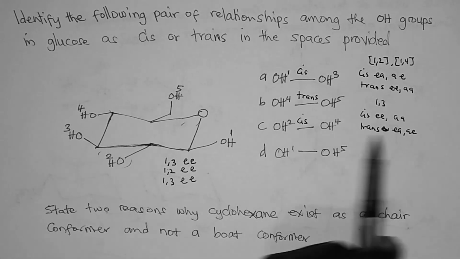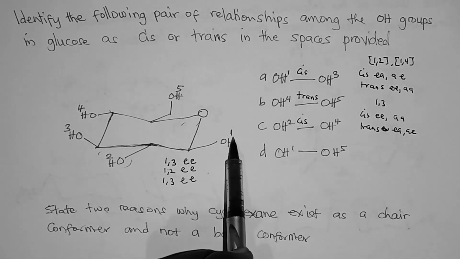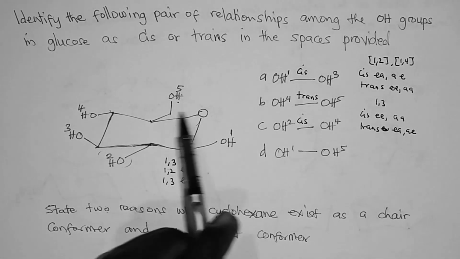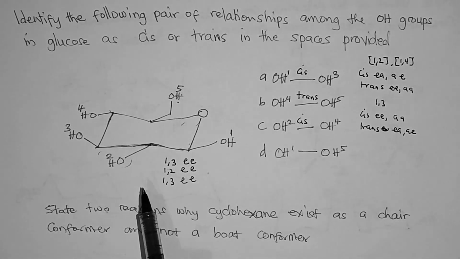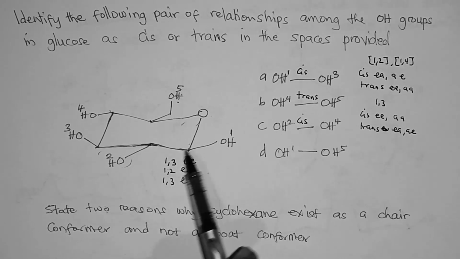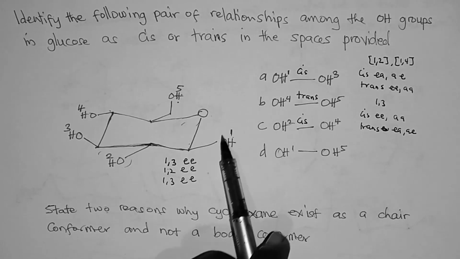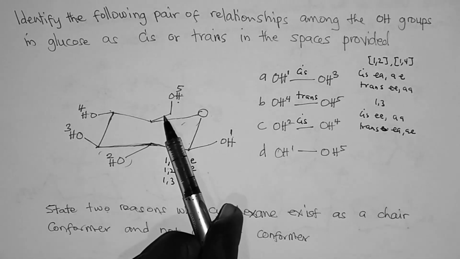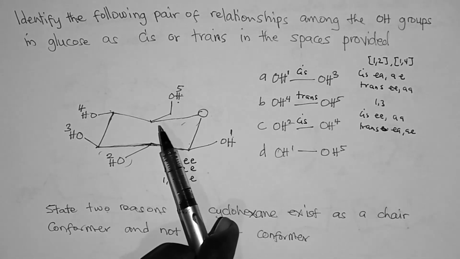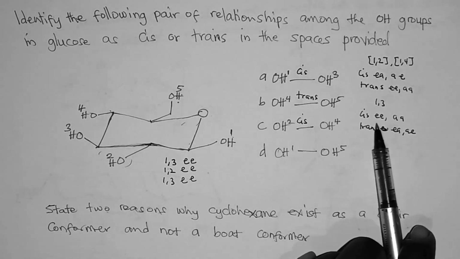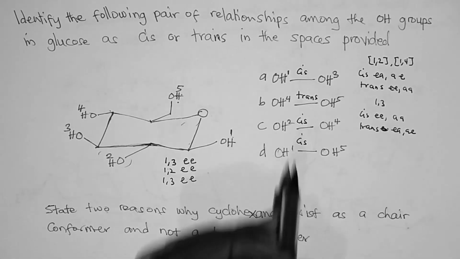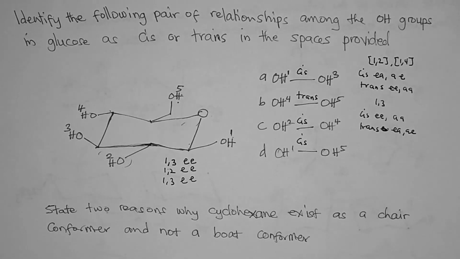Then now, the last one is a 1-5. So this is 1, 2, 3. So this 1-5 is also a 1-3 relationship, and that is also an EE. This OH is in the equatorial position, and this one is also in the equatorial position. 1-3 EE is a cis relationship, and for that matter, this is a cis relationship.